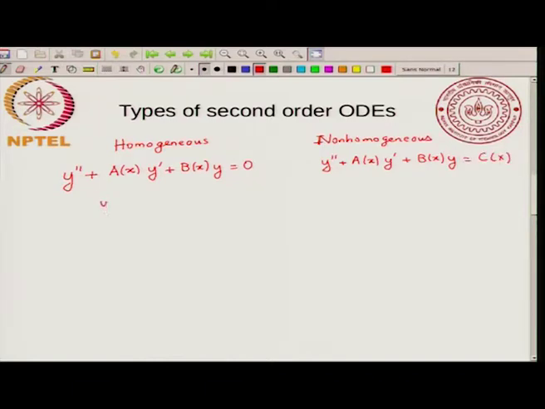Now here I have used y prime as a notation for dy by dx and y double prime as a notation for d square y by dx square. A of x, b of x and c of x are some functions of x.